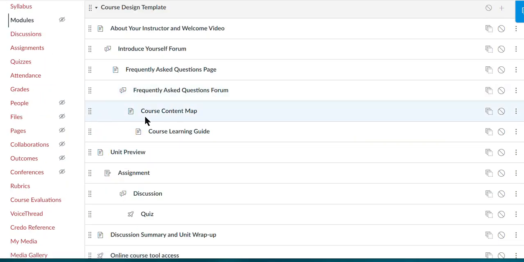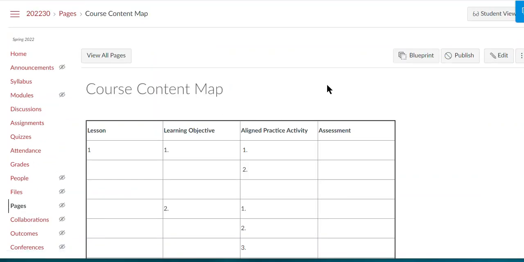The instructor needs to have a course content map. The purpose of the content map is to show the student how the practice activities and the assessments are aligned to the learning objectives of the course, and how the lesson is aligned to the learning objectives. This clues the student into why they're doing these things.